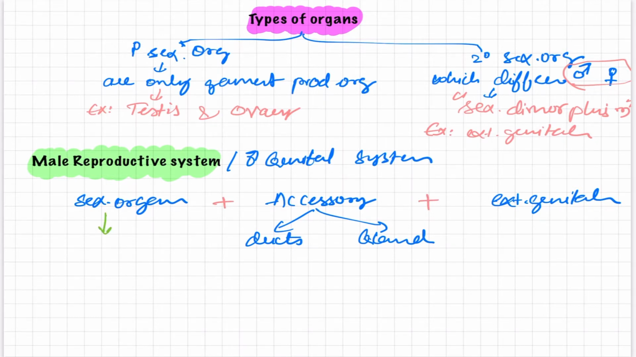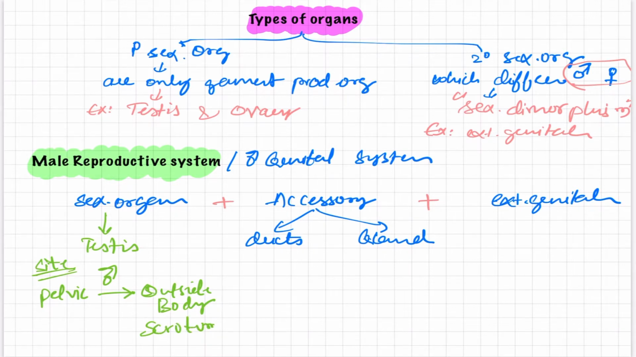The sexual organ in the male is generally the testes. In the male it is the testis, and in the female it is the ovary. But what is the site of this organ? Generally it is in the pelvis. But in the case of the male, the testes descend into the scrotum and come outside the body. The site is changed and now it is in the scrotum.